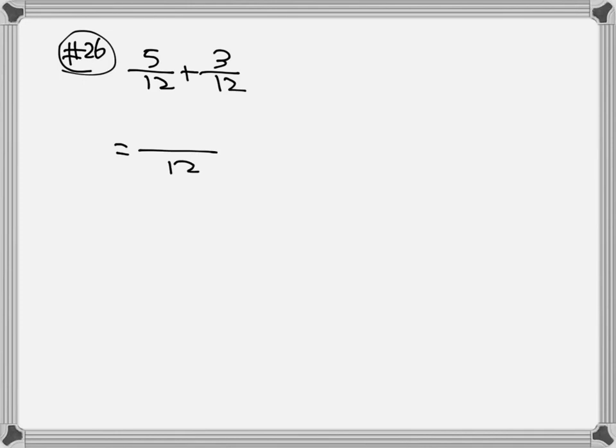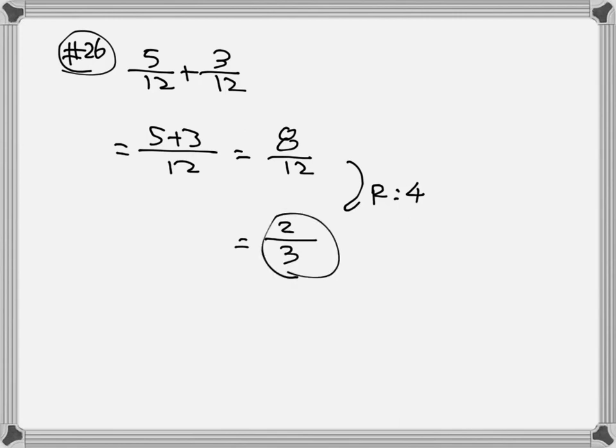Let's look at number 26. We have 5 over 12 plus 3 over 12. The denominators are the same, so you write down your denominator and combine your numerators. So it's 8 over 12. This is not your answer because we can reduce everything by 4. So it's 2 over 3. Then that is your answer. Okay? Now let's look at number 27.